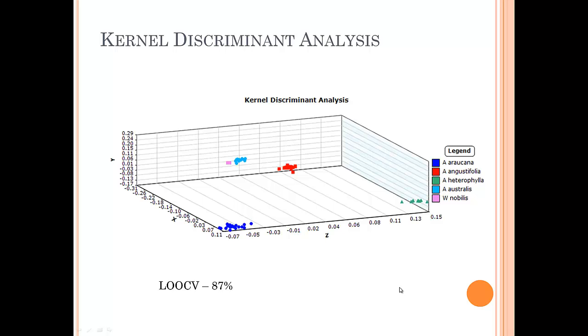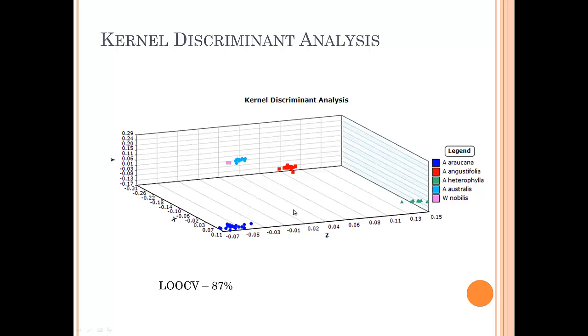So if in this case we do a supervised kernel discriminant analysis, you can see that we have clustering very uniquely of the different groups that we're looking at, and the group that is closest together is the Agathis australis and the Willemia nobilis, and the other three groups are completely separated. Validation of this model is using a technique called leave one out cross-validation, and in this case we have a cross-validation of 87%.